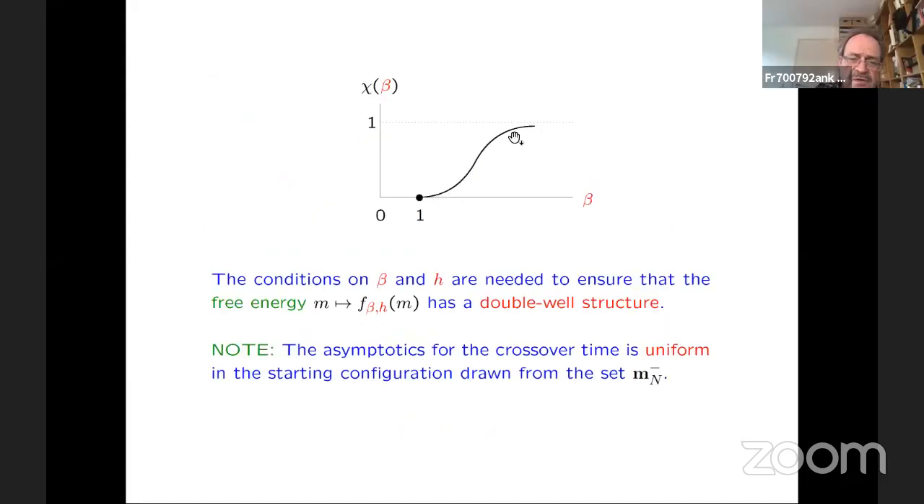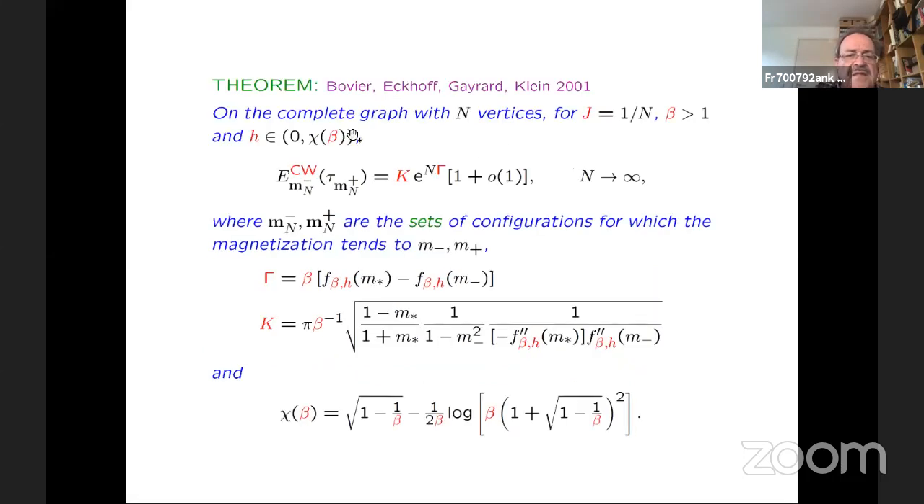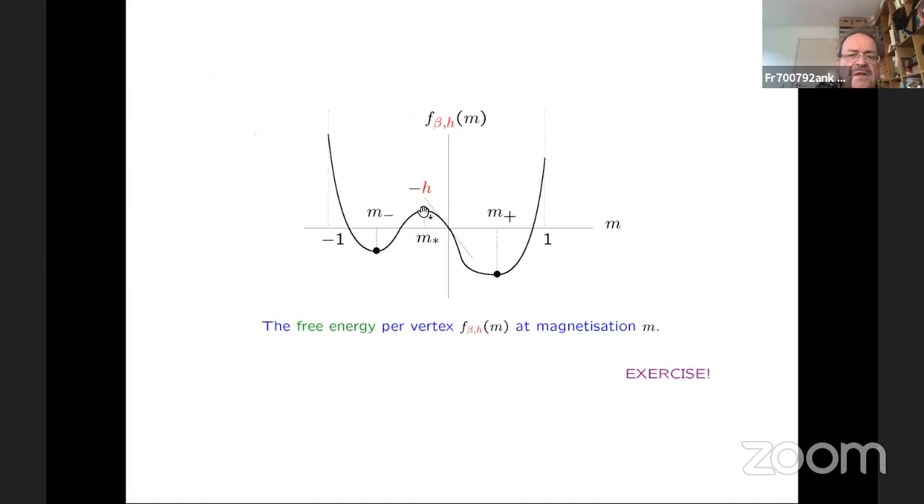This curve is not convex. It has a particular shape that is needed in order to get your double well potential. If you do not have that condition, then this curve will not look like a double well, and so you would not have the metastable behavior.